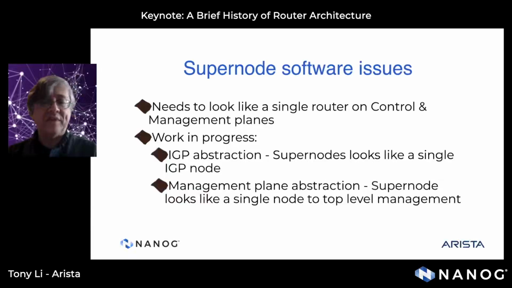Now, there's some software issues that we need to work on. What we really need to do is take that architecture and make it look like a single router. It's got to work on the control and the management planes. We need some work to do this. We're working on this currently in the IETF. We're trying to improve abstractions in the IGP. We'd like to make our supernode look like a single router, and we've got some protocol changes to do that. We also have to make our supernode look like a single router from a management plane, and we've got a proxy solution in the works that'll take us to doing that.